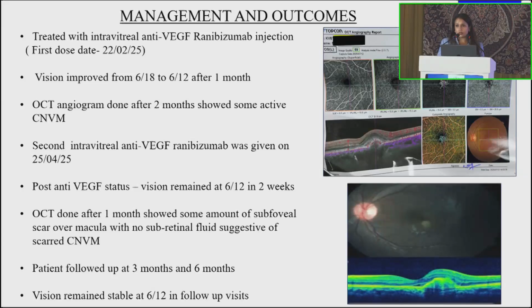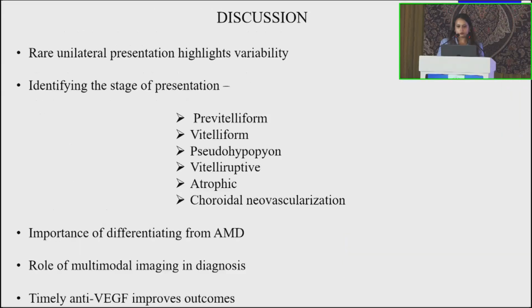OCT, which was subsequently done 1 month after that, showed some amount of subfoveal scar over the macula with no subretinal fluid, suggestive of scarred CNVM. The patient was followed up at 3 months and 6 months. Vision remained stable at 6/12 in follow-up visits.